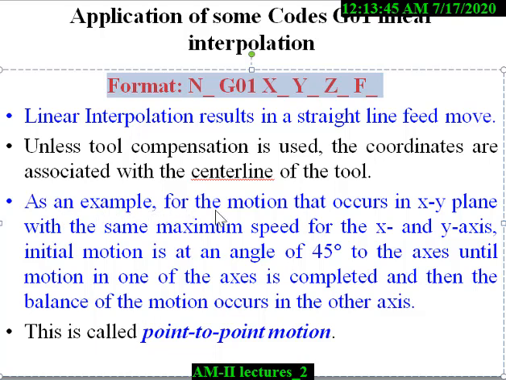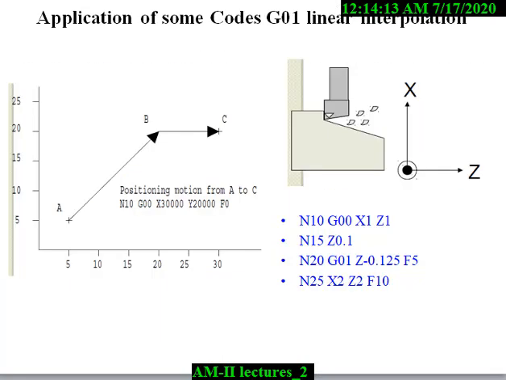Now, as an example for the motion that occurs in the XY plane with the same maximum speed for the X and Y axis, the initial motion is at an angle of 45 degrees to the axis until motion in one of the axes is completed, and then the balance of the motion occurs in the other axis. This is called a point-to-point motion. So this can be explained in the next figure.